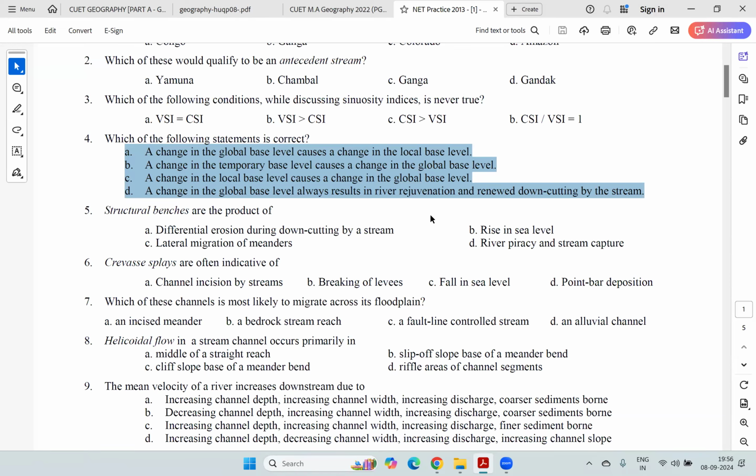Okay. Then we have helicoidal flow. Helicoidal flow occurs where? Helicoidal flow in a river will occur where? In the middle of a ridge, cliff base, slip-off base, in a riffle area. Where will a helicoidal flow happen?